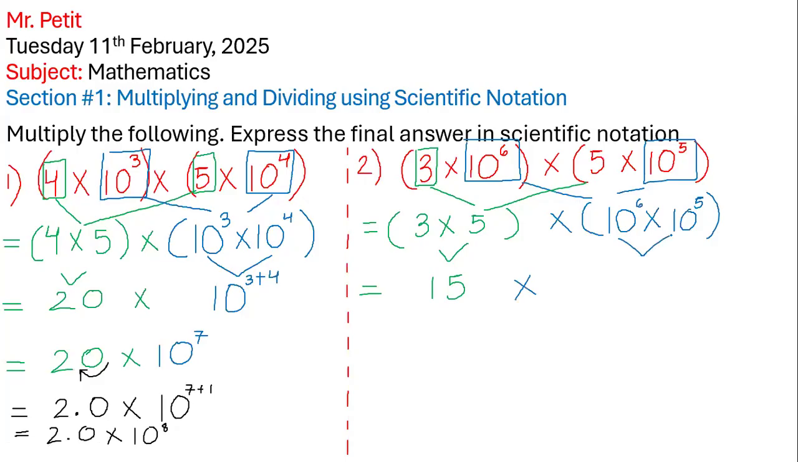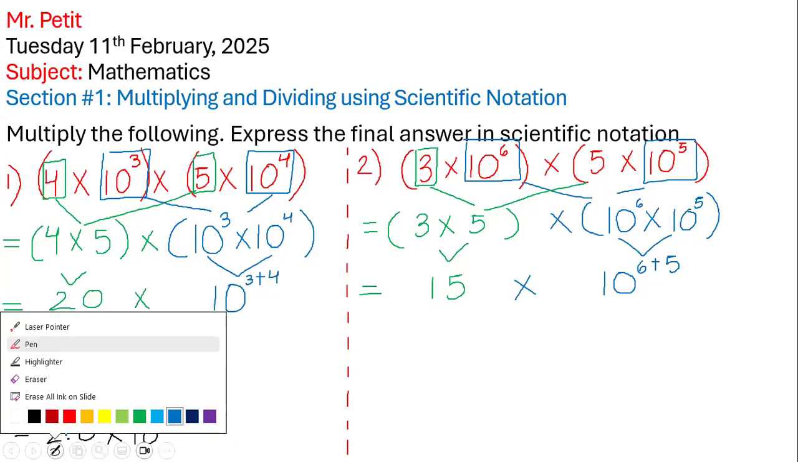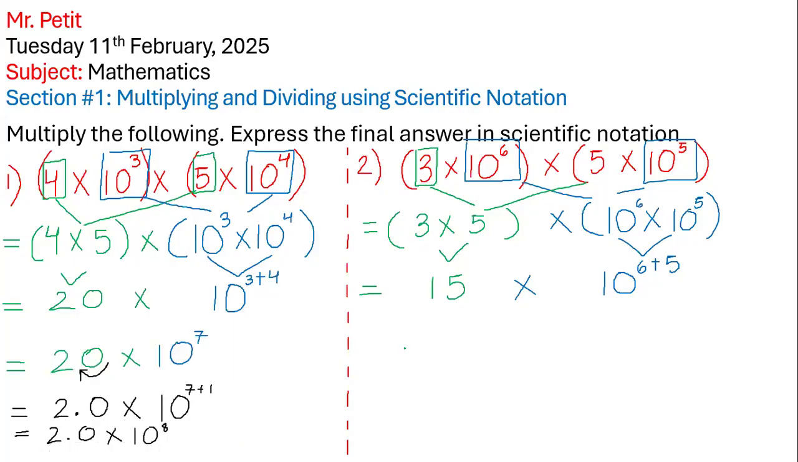10 to the 6 times 10 to the 5th is gonna be what? Same base, we're gonna add the powers, so it's gonna be 10 to the power of 6 plus 5, right? That's equal to 15 multiplied by 10 to the 6 plus 5, which is 10 to the 11.